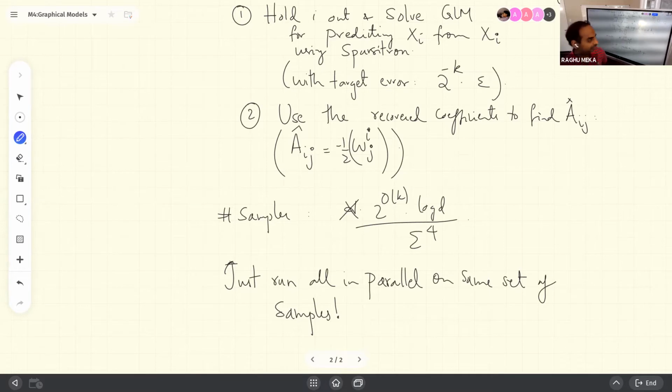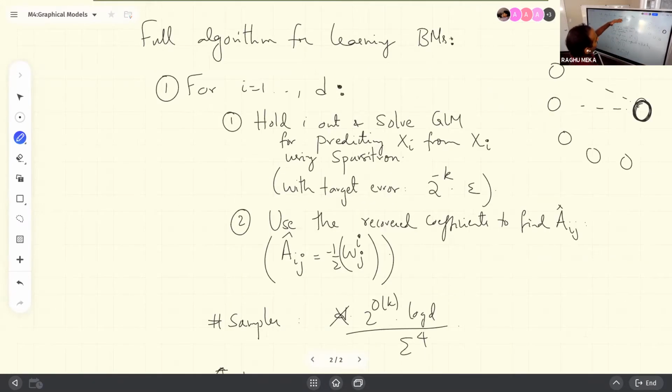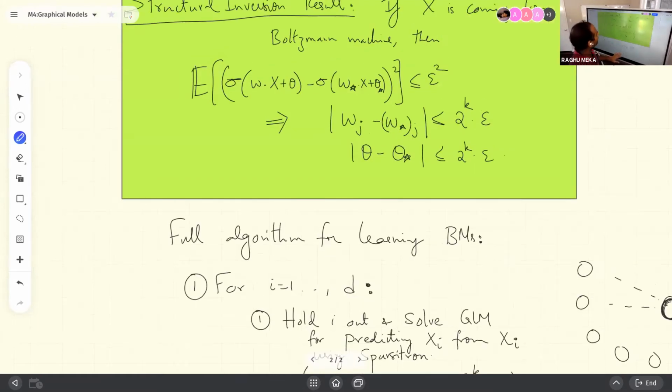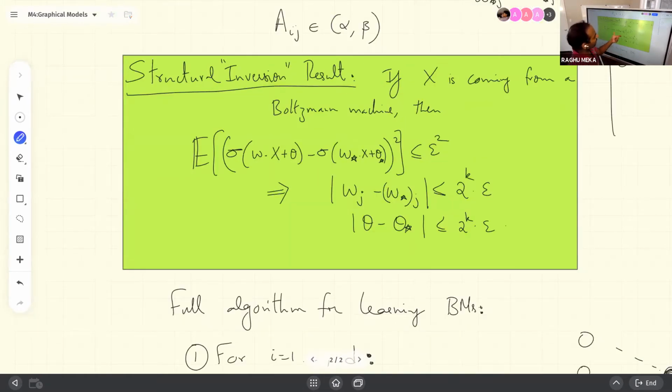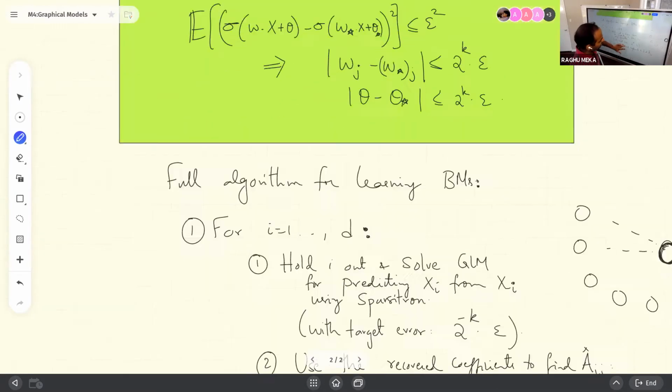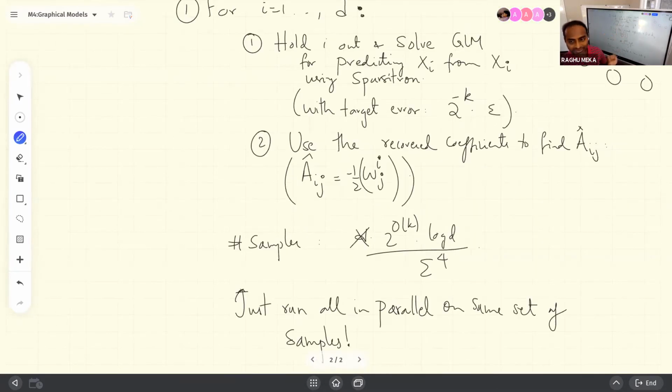All right. And the final algorithm, I've stated it in this way of reducing it to the sparsitron, right? You're applying sparsitron to try and solve this GLM prediction problem with sparsity constraint, and then we're just doing it in parallel for every vertex.